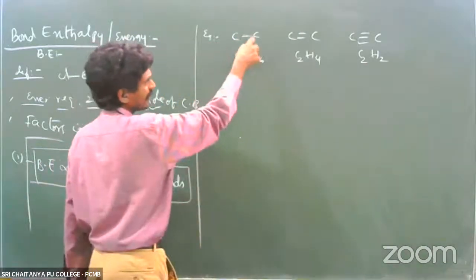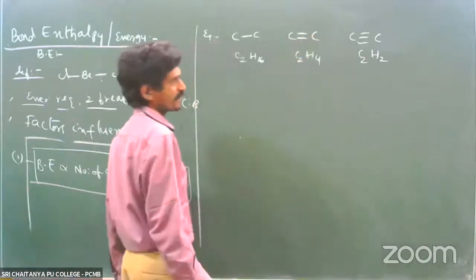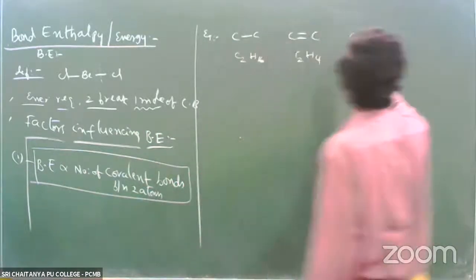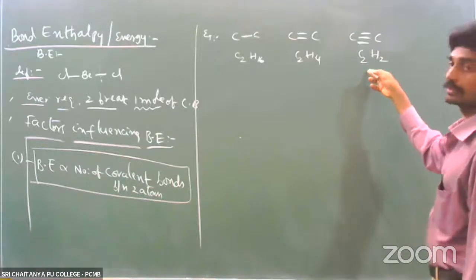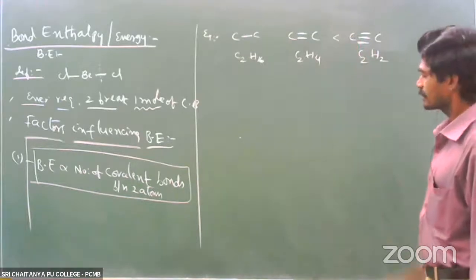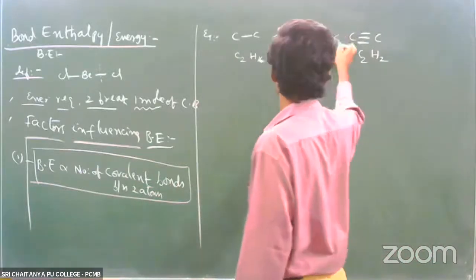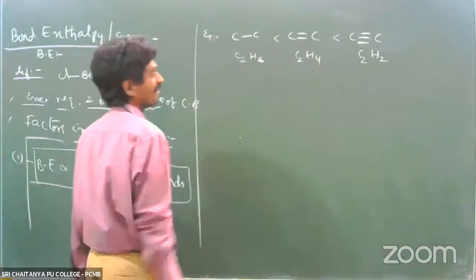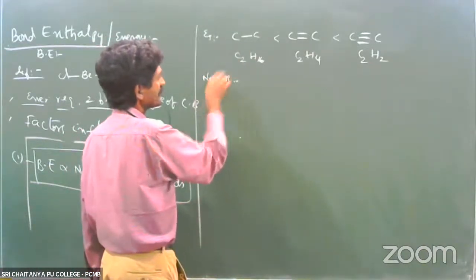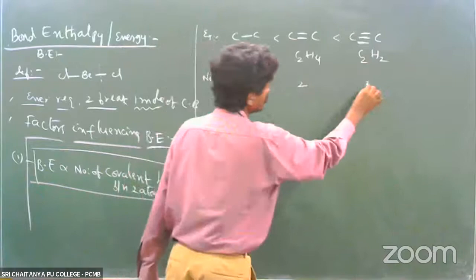In ethane, between two carbons, a single bond is present. In ethene, or alkene, between two carbons, a double bond is present. And in ethyne, alkynes, a triple bond is present. No doubt, to break the 3 covalent bonds you need to supply more energy. That's why the bond energy of alkynes is more, because the number of bonds is more, and that of alkenes is more than alkane. Why? Because the number of covalent bonds between the 2 carbons is 1, 2, and 3.